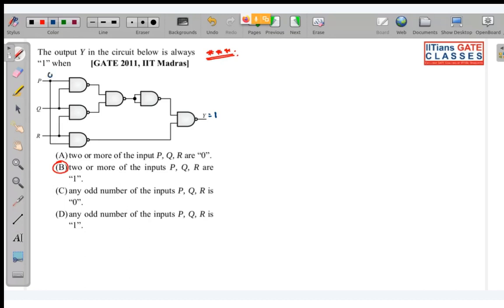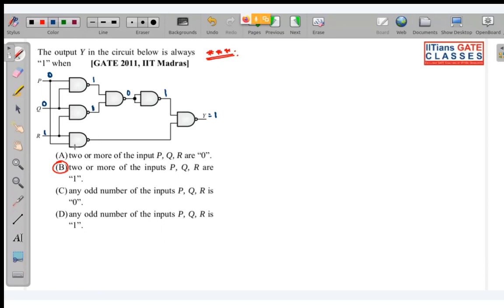Two or more, so let me take any 2. If I take P and Q as 0 and R as 1, what will I get? This is 0, 0 into 0, this will be 1. From here again I will get 1. So this will be 1 into 1, so this is 0. And over here this will be 1, so I am getting 1. Now check over here, this is 0 into 1, so this will be 1.